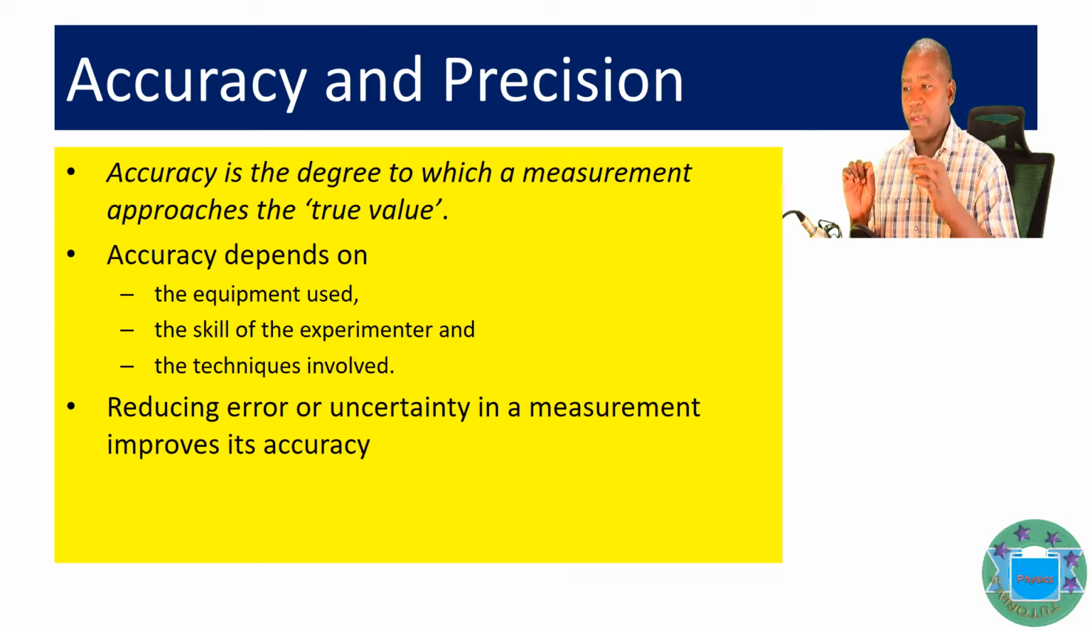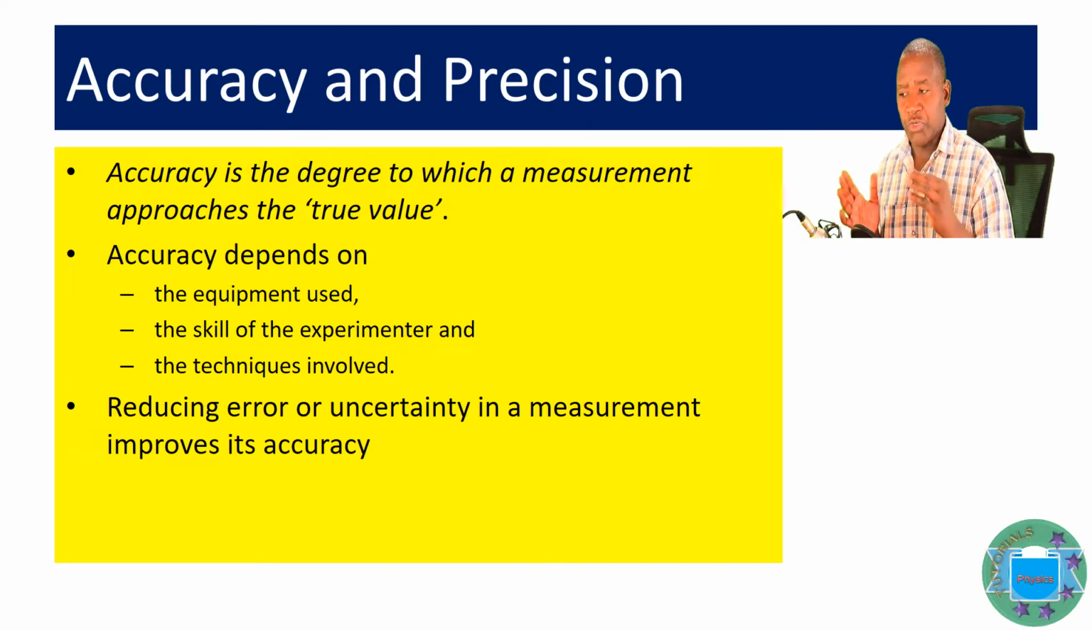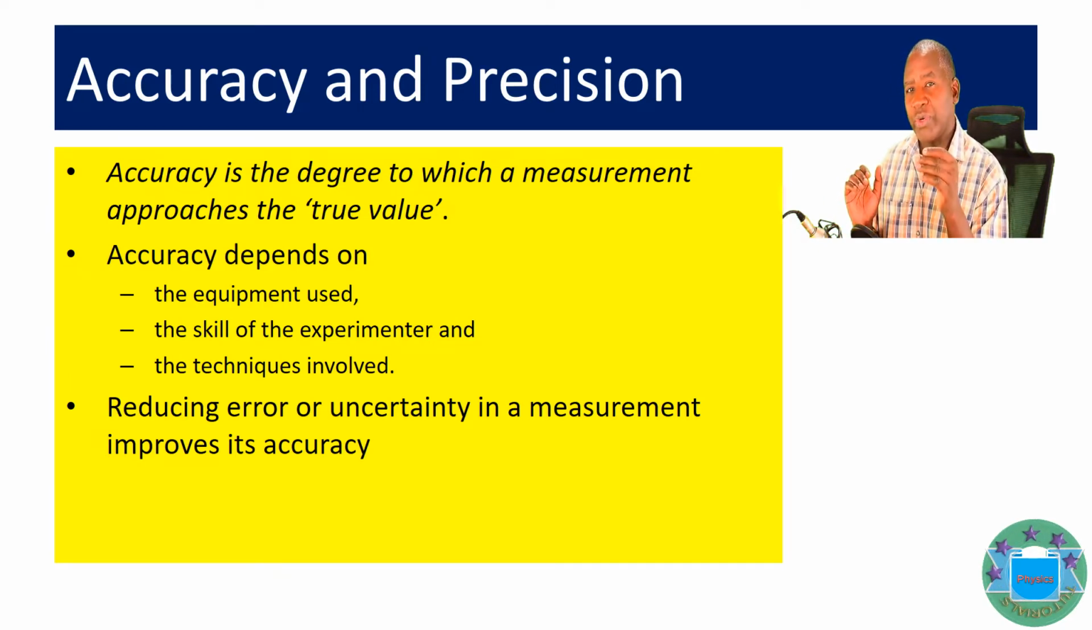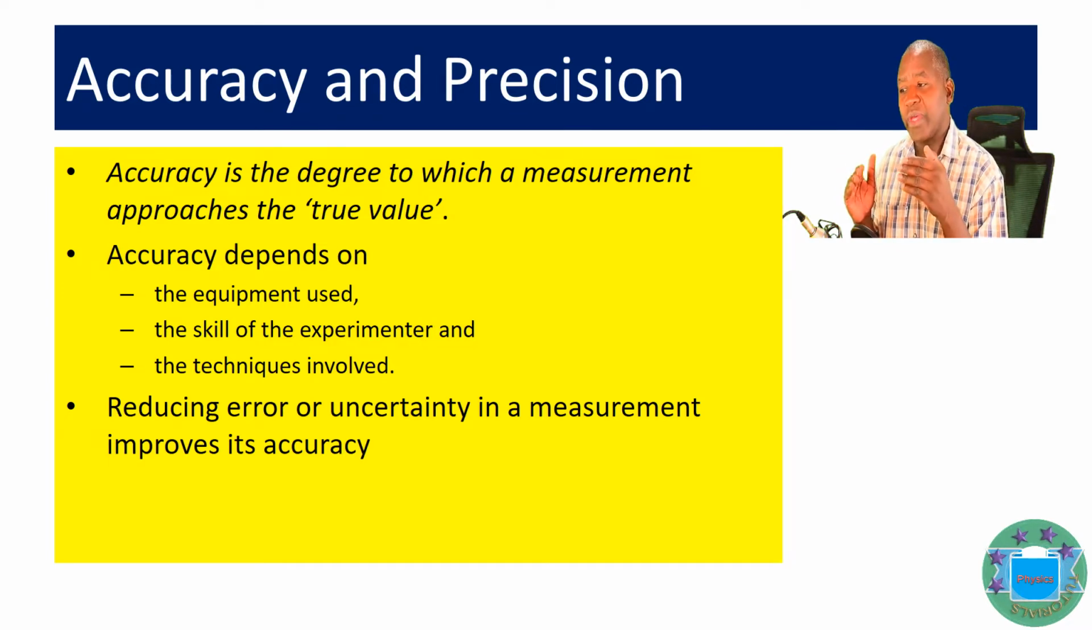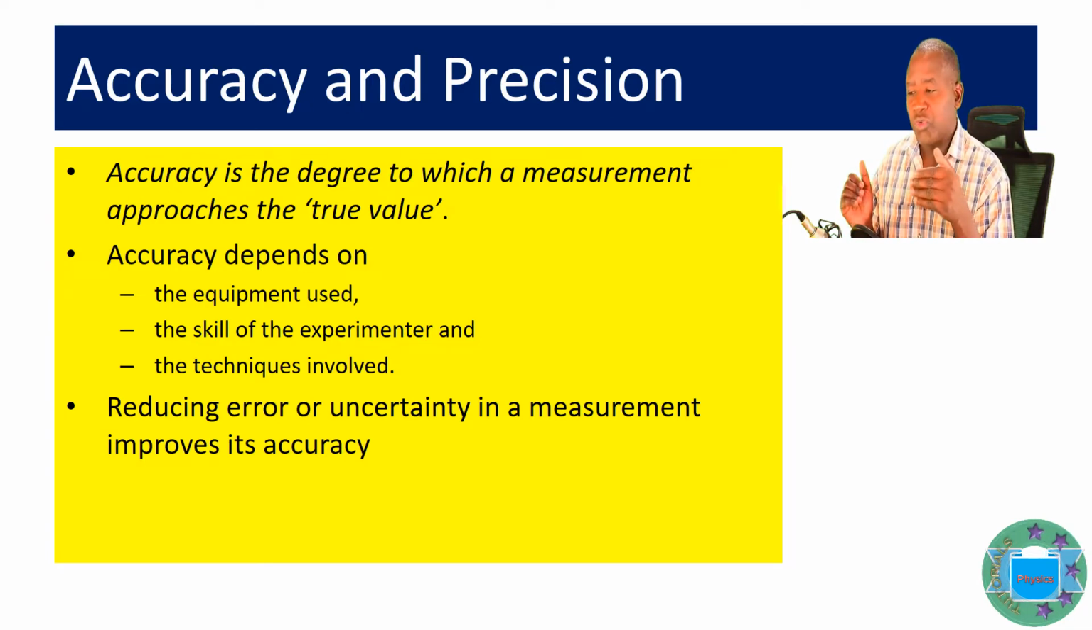Now, when there is a difference between the true value and the measured physical quantity, we say our value is either accurate or inaccurate. And we might want to reduce the difference between the accurate value and our measured value. Therefore, we are trying to reduce something we refer to as error or uncertainty in a measurement. So the reduction of error or uncertainty in a measurement improves its accuracy. I've introduced another word here, uncertainty.